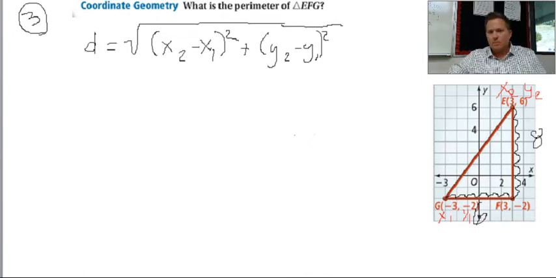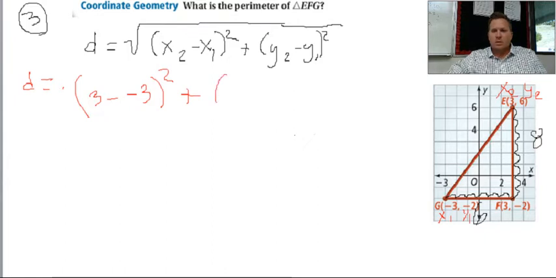So I have right here distance equals, and it's still under the square root, but let's have x2 is 3 minus negative 3, and I'm squaring that. I'm adding it with y2, which is 6 minus, and then y1 is negative 2, and I'm squaring that.